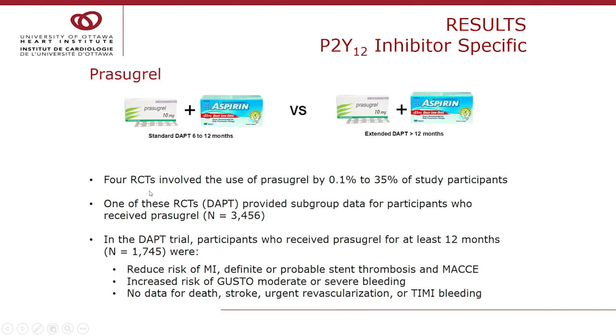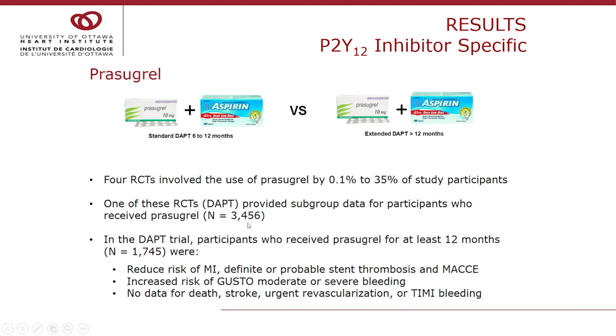For prasugrel, so we have prasugrel, aspirin, short term, prasugrel, aspirin, extended. Four RCTs actually used prasugrel. It only included somewhere between 0.1% to 35% of the study participants. The one that included the 35% was the DAPT trial. In fact, it had a subgroup of participants who received prasugrel, over 3,000 in total.